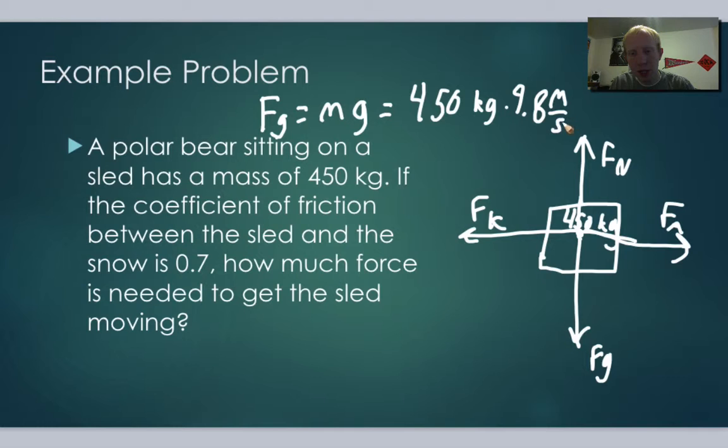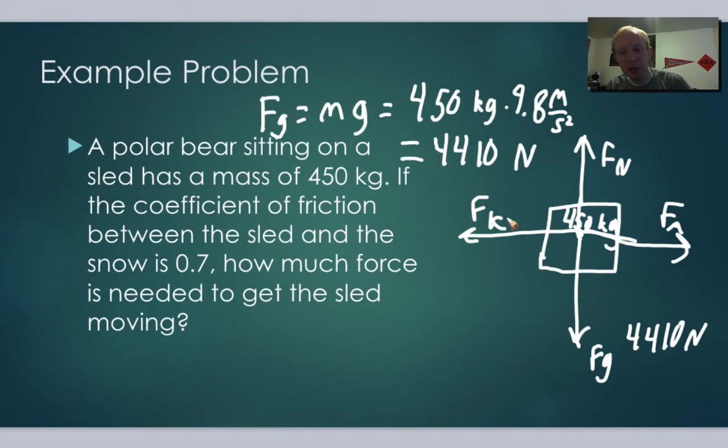meters per second squared. When we multiply that out on our calculators, 450 times 9.8 gives us a total of 4,410 newtons. So that's going to be the force of gravity down here, 4,410 newtons. Now let's figure out the friction force.